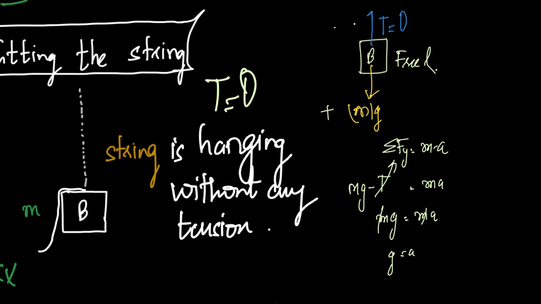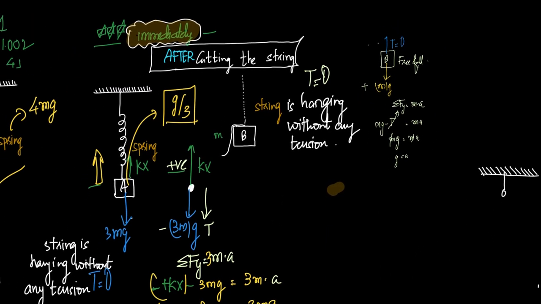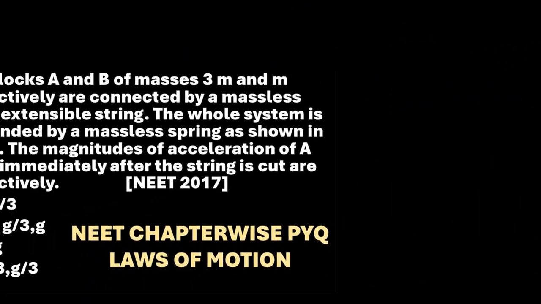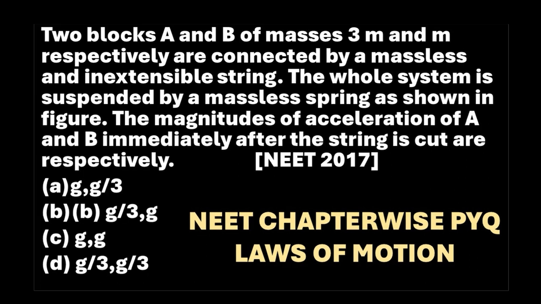Free fall. So we found the value of a for body A and for body B, which means let us go back to the answer now. So the acceleration of A is g by 3 and acceleration of B is g, which means the correct option is this one, g by 3 and g, right?